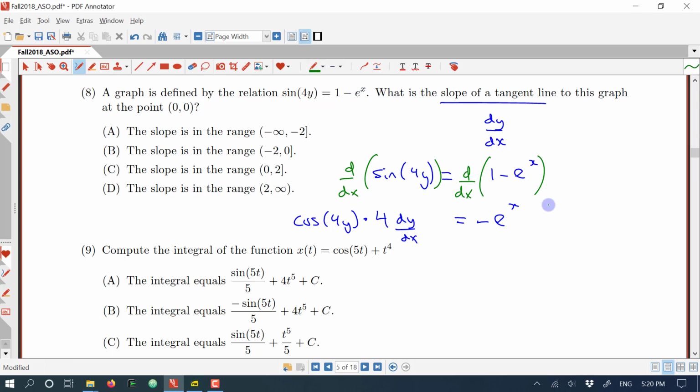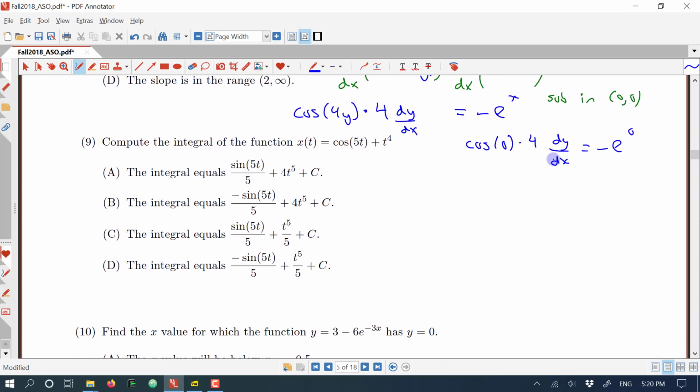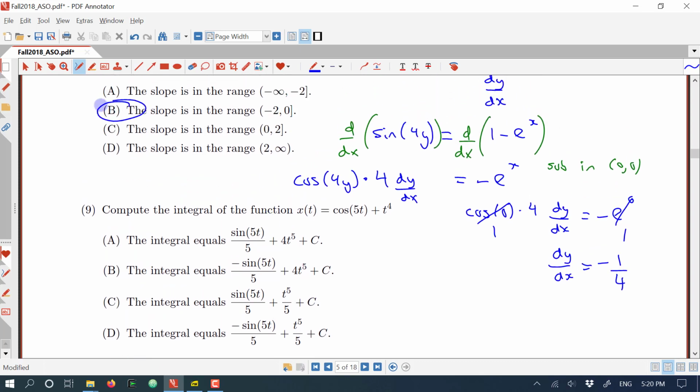All right, then we substitute in the location where we're trying to find the slope. Well, that's (0, 0). So what does that give us? That gives us cos of 0 times 4 dy/dx is equal to minus e to the 0. And cos of 0 is 1, e to the 0 is 1. That gives you dy/dx equals, don't forget the negative, negative 1 over 4 at the end of the day, which puts us firmly into the B category there.